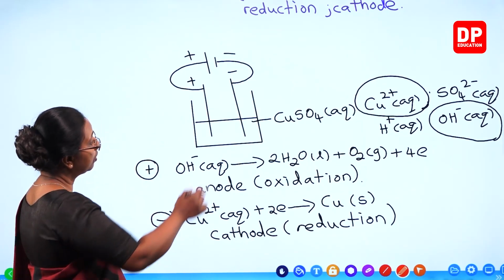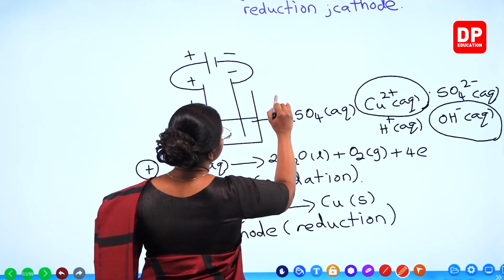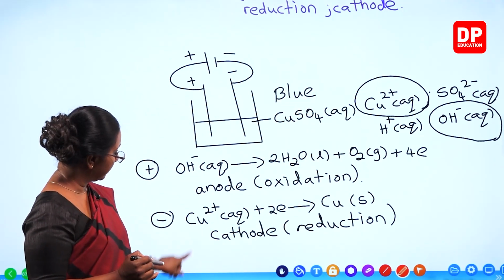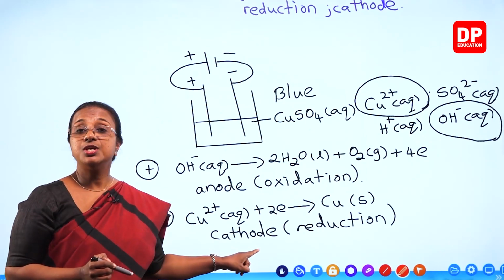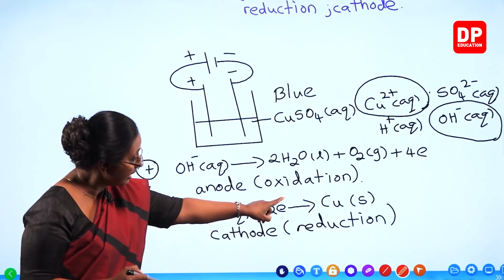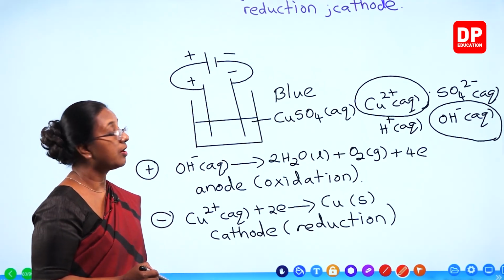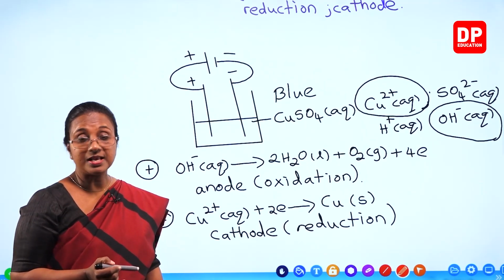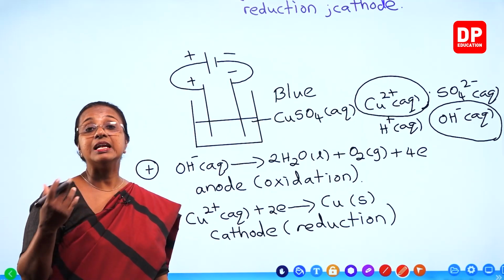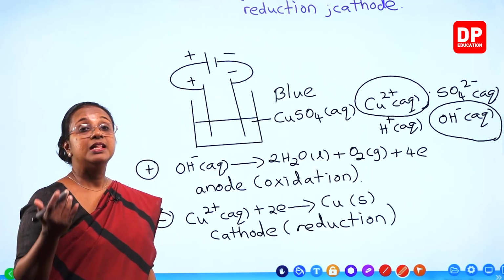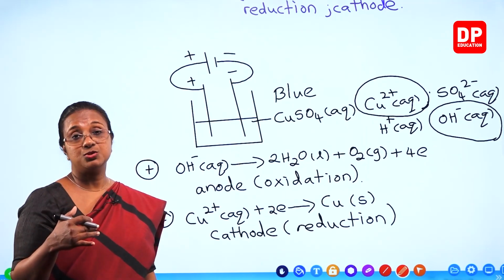Now normally, copper sulfate, what is the color? It is blue in color. But from the copper sulfate solution, here you can see Cu2+ aqueous is being used up during reduction. So the amount of copper sulfate in the solution will decrease. Because of that, what happens to the color? The color will decrease gradually.